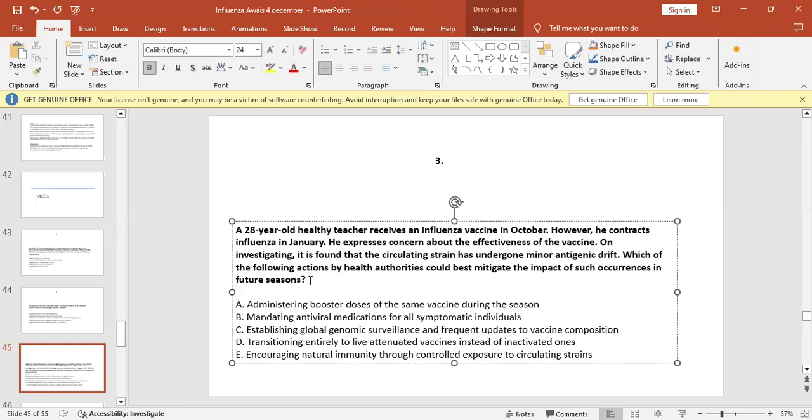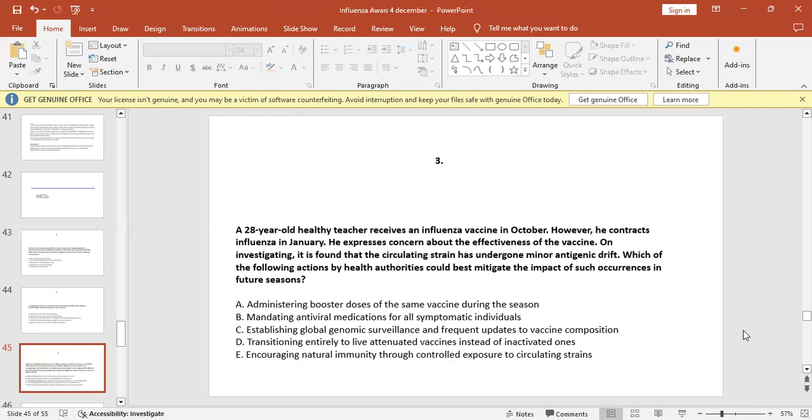Administering booster doses of the same vaccine during the season, mandating antiviral medication for all symptomatic individuals, establishing global genomic surveillance and frequent updates on vaccine composition, transitioning entirely to live attenuated vaccine instead of inactivated ones, or encouraging natural immunity through controlled exposure to circulating strains. It's actually C. As the virus is constantly going through genomic alterations, establishing global genomic surveillance and frequent updates on vaccine composition is the right option for this scenario.